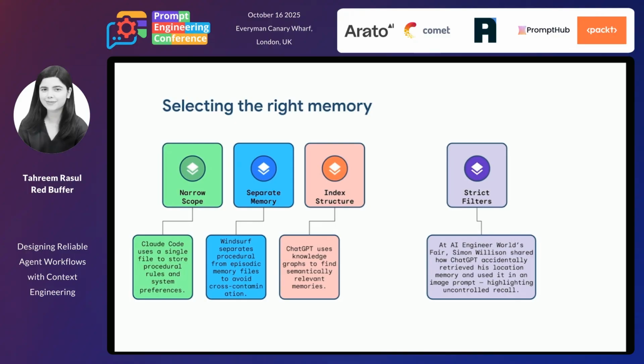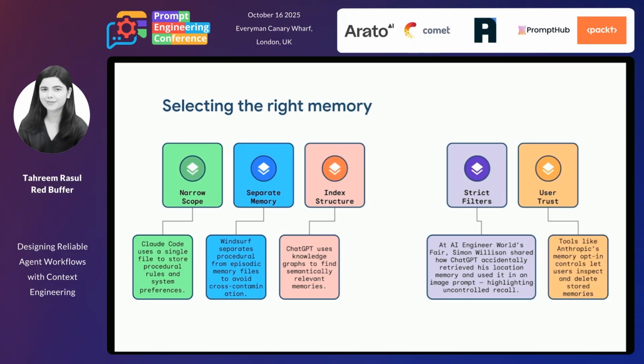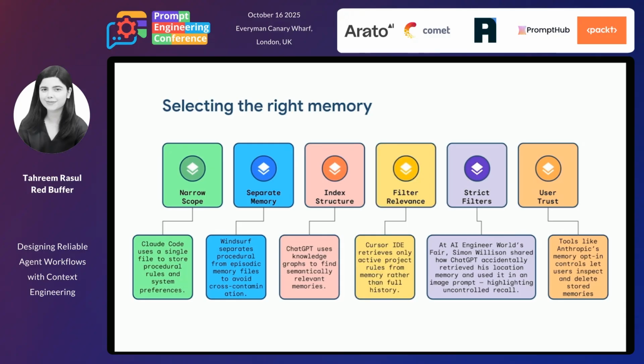So one of the things that happened, this was at the AI Engineers World Fair. Simon Wilson shared how ChatGPT accidentally retrieved memory, and then they used it in image prompts. So it's important to have stricter filters. And then if a particular user wants to opt out of using their information, this should be an option. And finally, we should be able to filter for relevance. Cursor, for example, only retrieves active project rules from memory rather than the whole thing.